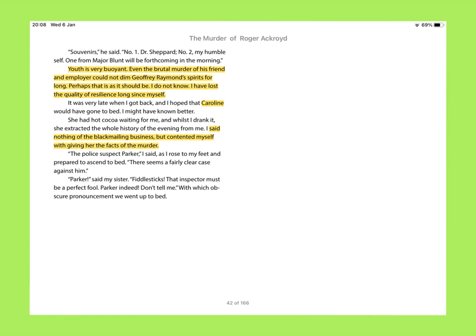Useful quote here at the end of this chapter to support the idea of a jaded medical man. Youth, Geoffrey Raymond, is very buoyant. Even the brutal murder of his friend and employer could not dim Geoffrey Raymond's spirits for long. Perhaps that is as it should be, I don't know. I have lost the quality of resilience long since myself.